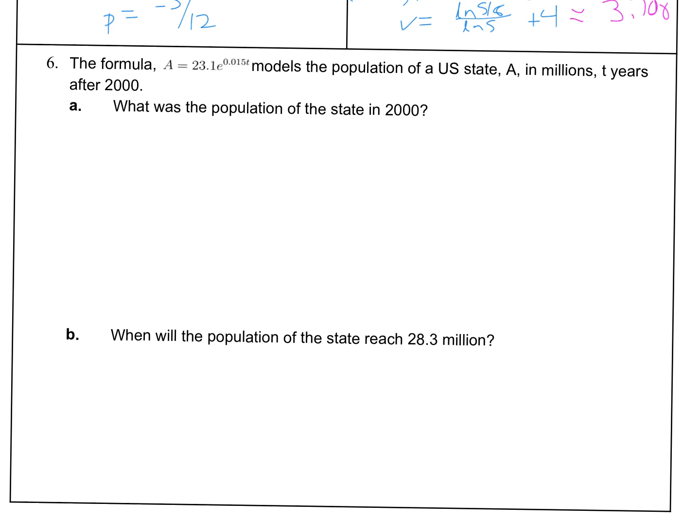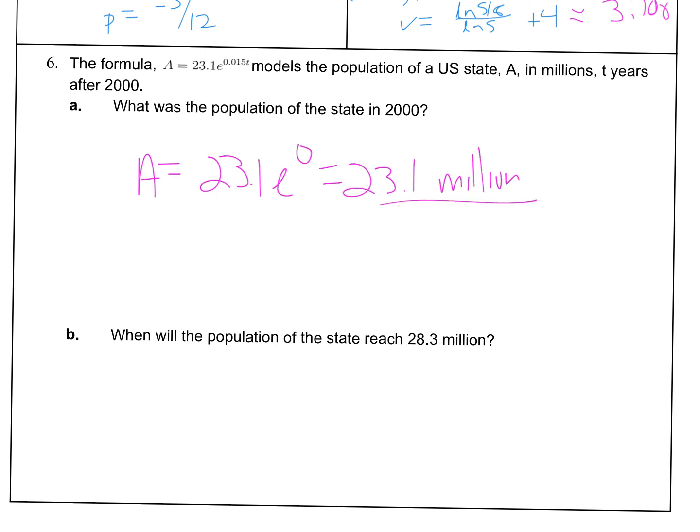All right, what do we got here? Formula models the population of a U.S. state in millions t years after 2000. What was the population of the state in 2000? Well, that would just be 23.1 e to the 0. So 23.1 million.